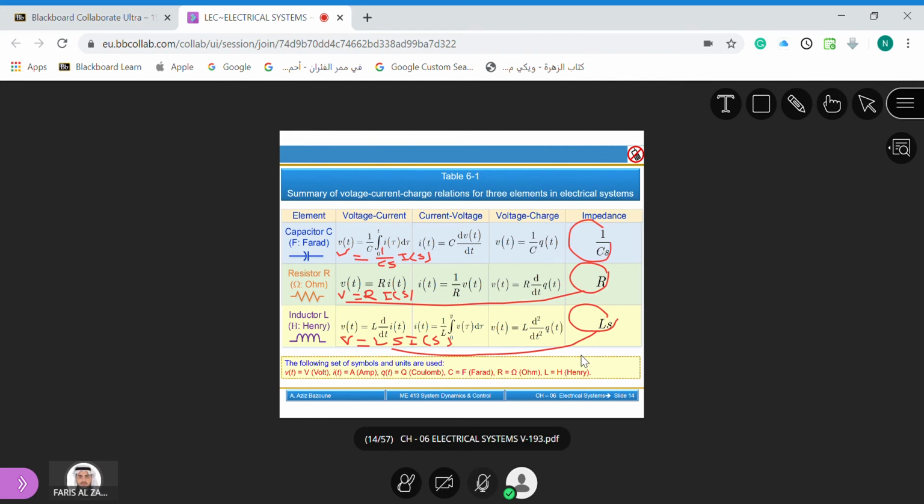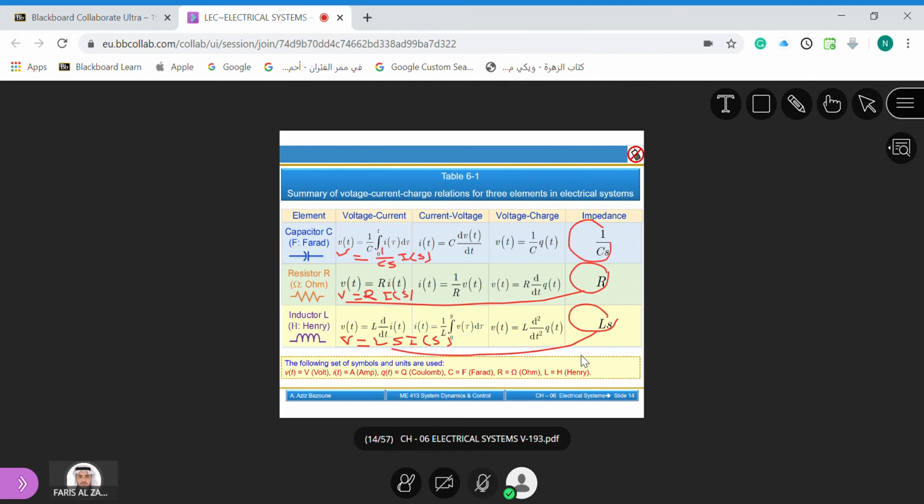Here I want to show you the impedance method, to show you that this method is very easy. Now I will solve some problems using the impedance method to show you that this is an easy method.